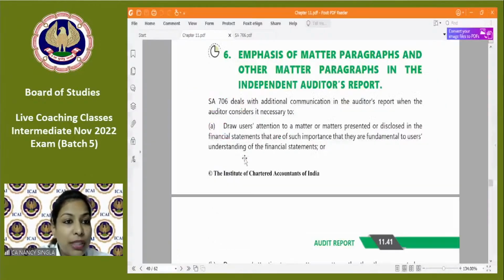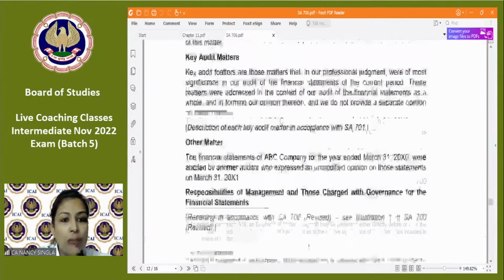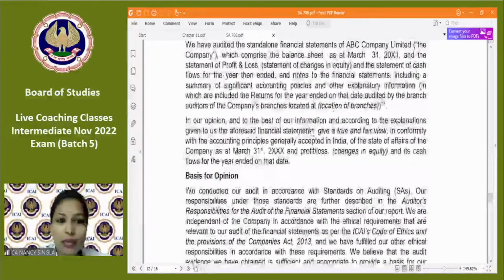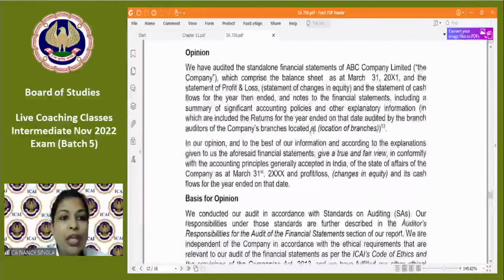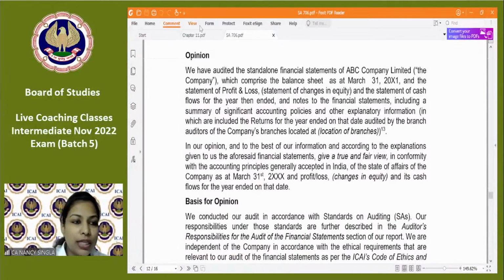ठीक है, so let me just show you in a practical audit report as to how EOM will come. देखो ये एक this is SA 706. तो opinion तो simple चल रहा है that the financial statement give a true and fair view, है ना?